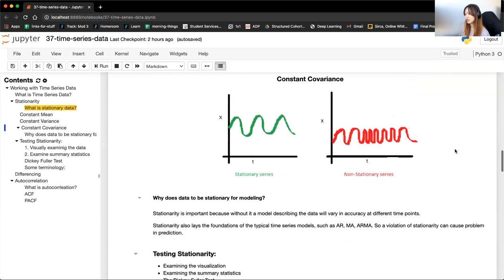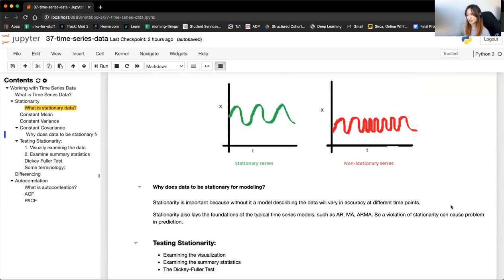All right. So why does data have to be stationary for modeling? Well, stationarity is important because without it, the model describing the data will vary in accuracy at different time points. This is very similar to when we were talking about why homoscedasticity is important for linear regression, right?